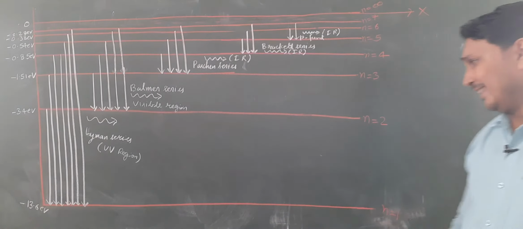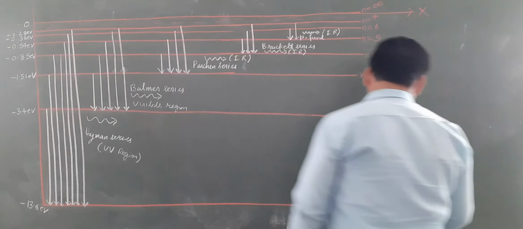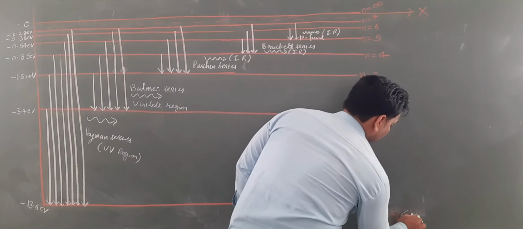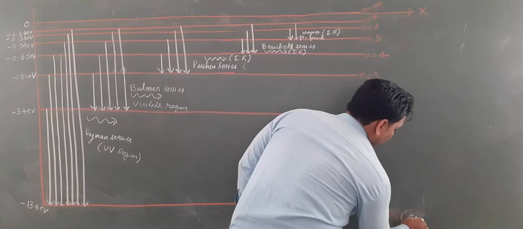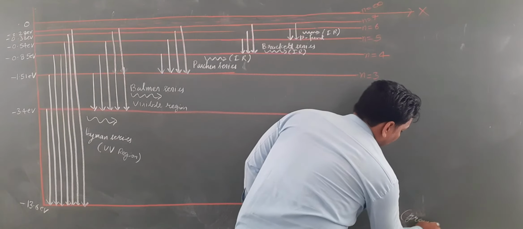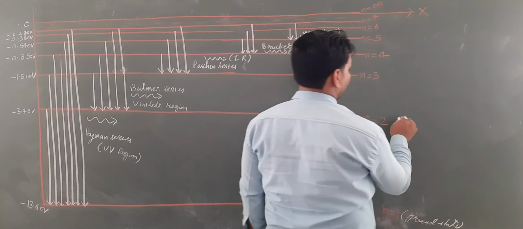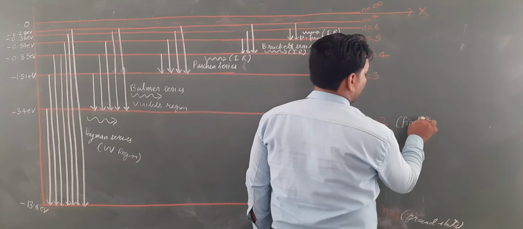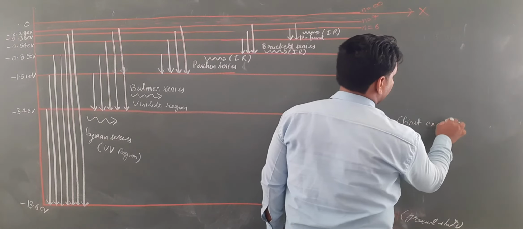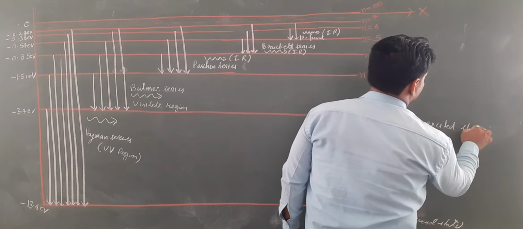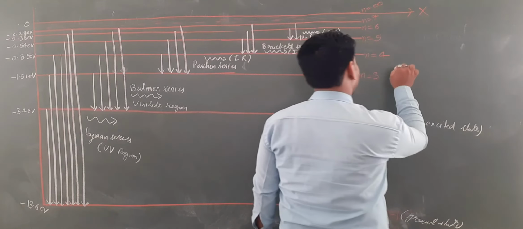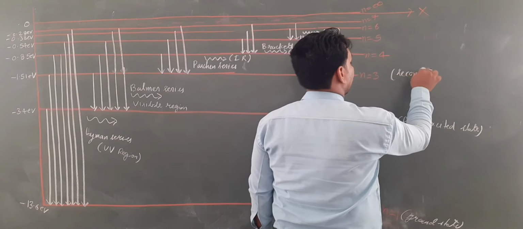Okay, this n is equal to 1 is referred to as the ground state. This n is equal to 2 is referred to as the first excited state. This is referred to as the second excited state.